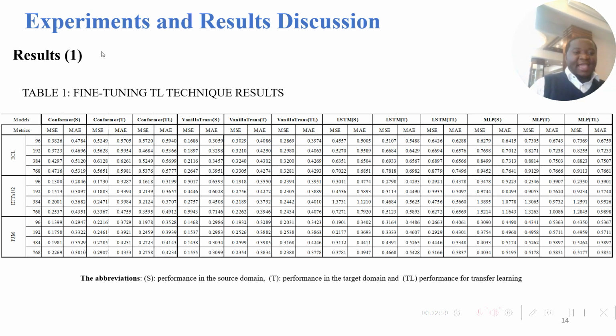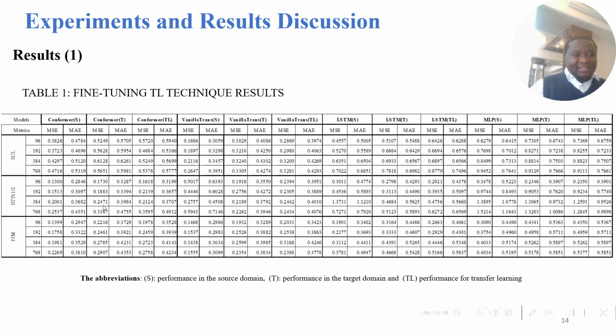Now we are comparing this just to see how much gain we get from transfer learning. If we were to train the model in the target domain, and if we were to use transfer learning, are we gaining anything? That's the question we asked ourselves here. And we have the same setup for all the 4 models that we used: the conformer, the vanilla transformer, the LSTM, and the MLP. So these are the results for the fine-tuning technique.